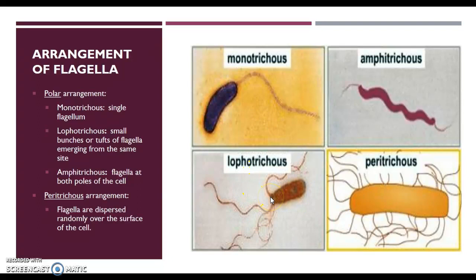Then we also have lophotrichous. That's this arrangement here, and this just means that there are multiple flagella attached at the same point. And finally, we have amphitrichous, and this means that there are flagella attached at both ends or poles of the cell. And it could be single or there could be many attached at each end. Finally, we have paratrichous. And a paratrichous arrangement means that there are flagella attached all over in random points on the surface of the cell. And that's what you see here.